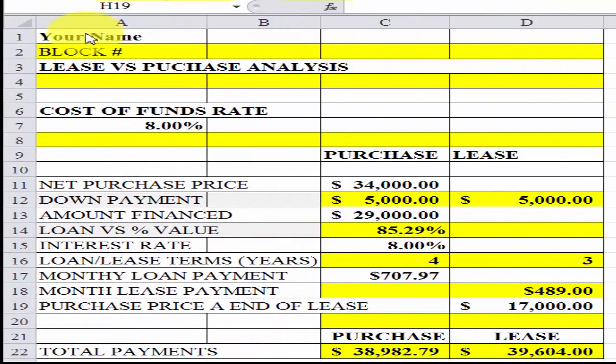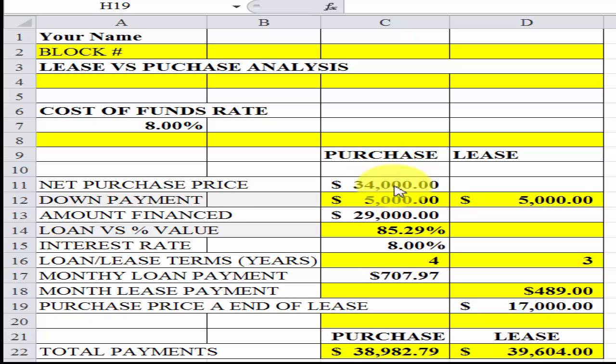Okay, here's your spreadsheet. Please make sure you place your name, the block or class you're in, and type all the information that we have here. Now, the closing cost we specified at the end of this was going to be 8%. Okay? Now, here we have the purchase and the lease. Column C is all purchase. Column D is all leasing.